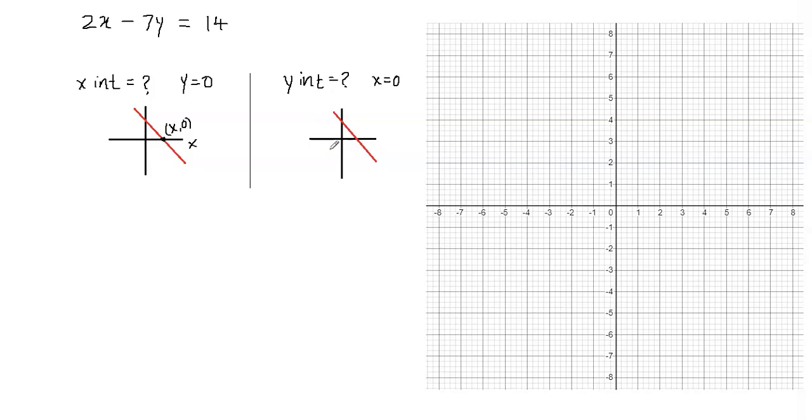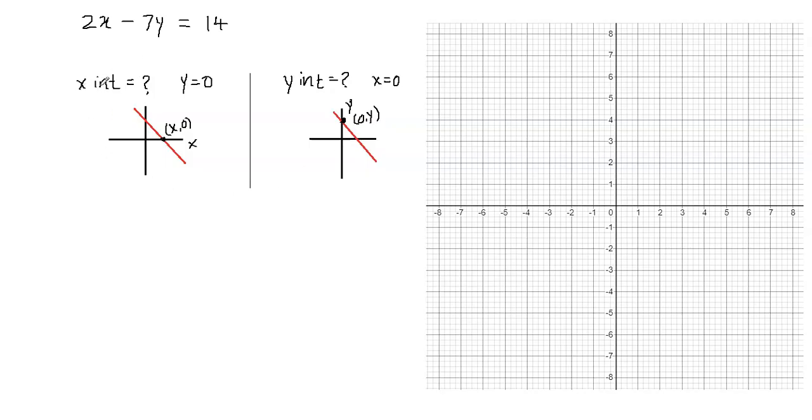In the same way, the y-intercept is where the line crosses the y-axis. Now this is my y-axis. My line is crossing the y-axis at this point, and if you see this point, I have some y-coordinate, but the x-coordinate is 0, right? So if I plug in x equals 0 in my equation, I'll be able to get the value of y.